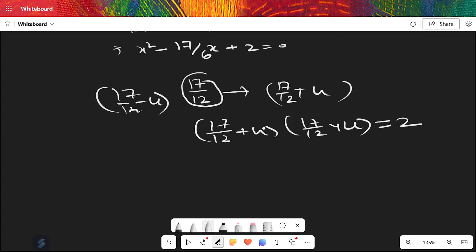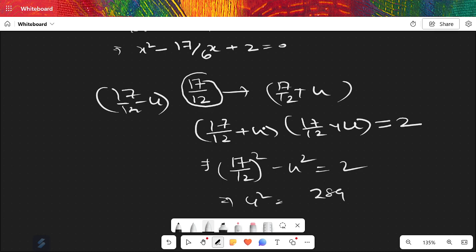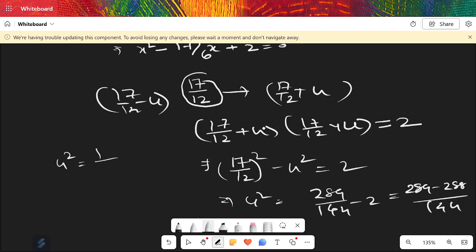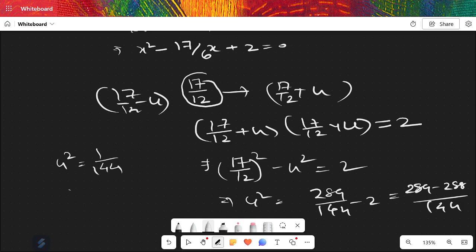So if you just use the a square minus b square formula, it will become like this. So this is u square. So u square is 289 by 144 minus 2. So this is 289 minus 288 divided by 144. So what is u square? u square is simply 1 by 144. Okay. So u is plus minus 1 by 12.